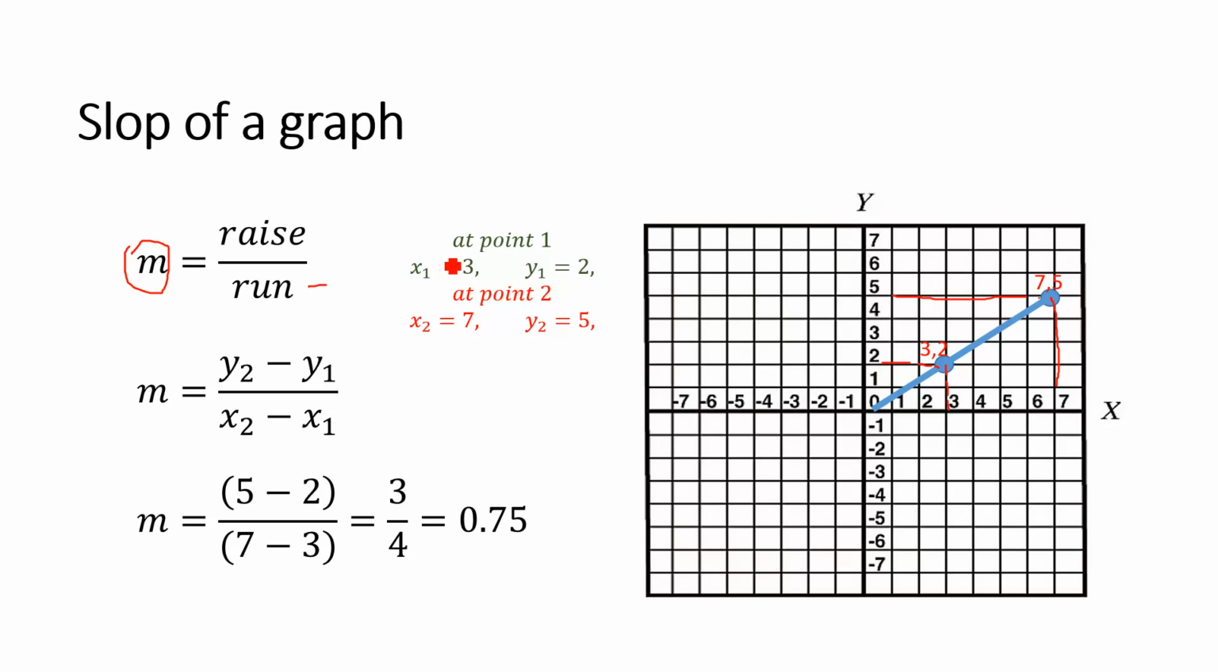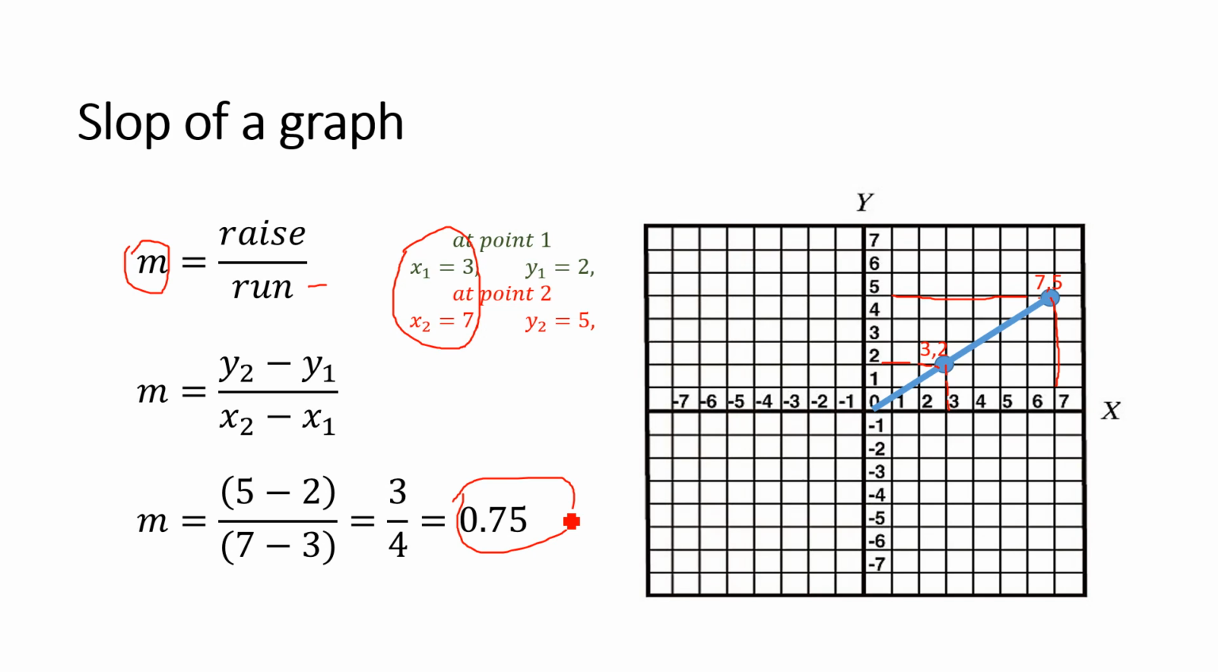So at point 1 the x1 is 3, while x2 at point 2 is 7. Now substituting these values, y2 is 5 and y1 is 2, so we have 5 minus 2, while x2 is 7 and x1 is 3, so we have 7 minus 3. 5 minus 2 is 3 and 7 minus 3 is 4. Dividing 3 by 4 we will get 0.75, and this represents the slope of this graph.